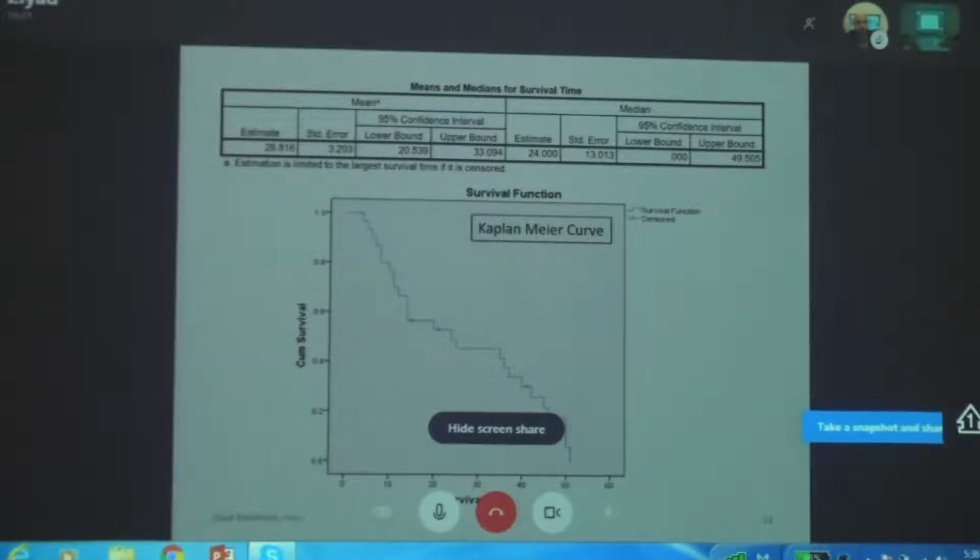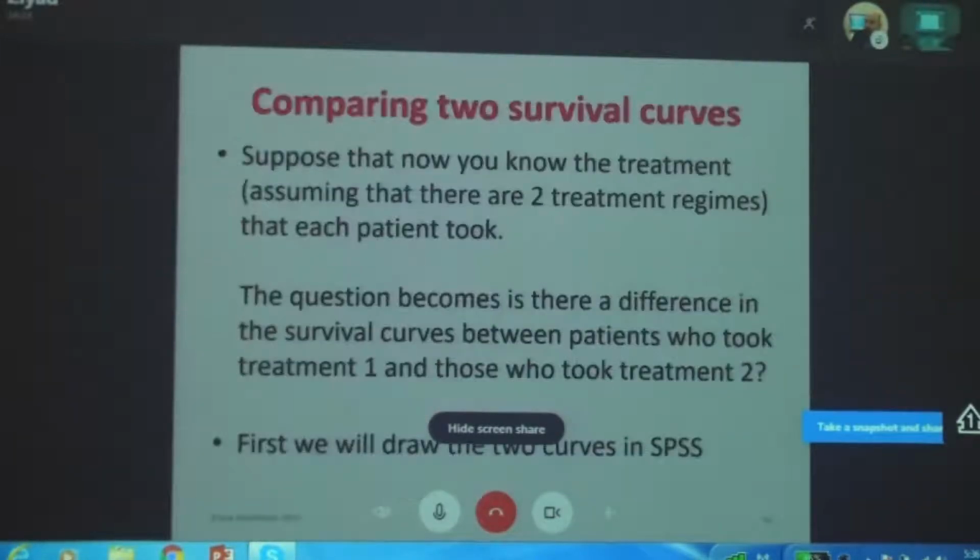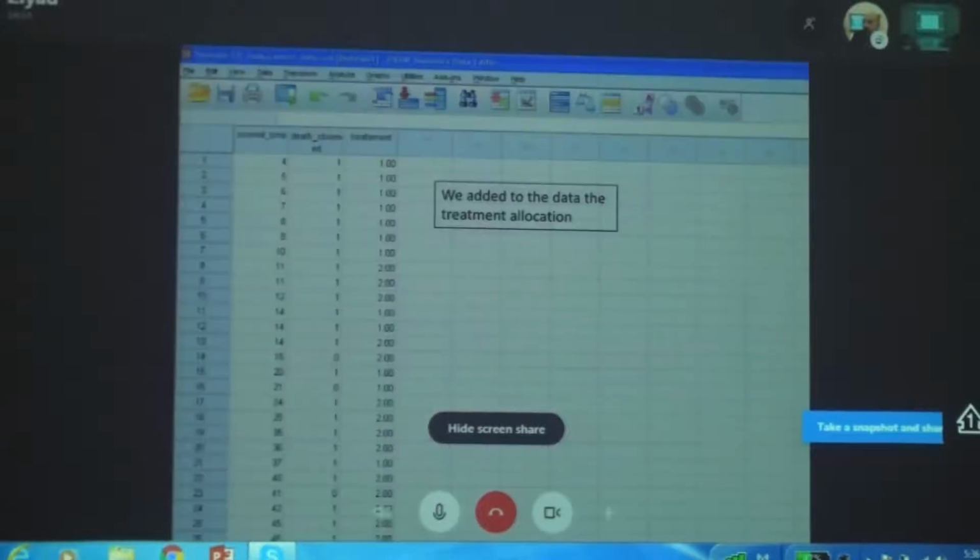Let me go to comparing two graphs. After looking at these different situations, we want to look at comparing two survival curves. In this case, suppose we have the same data, but we know which treatment each of the 30 people took. So we can draw the Kaplan-Meier curves to look visually into the data.